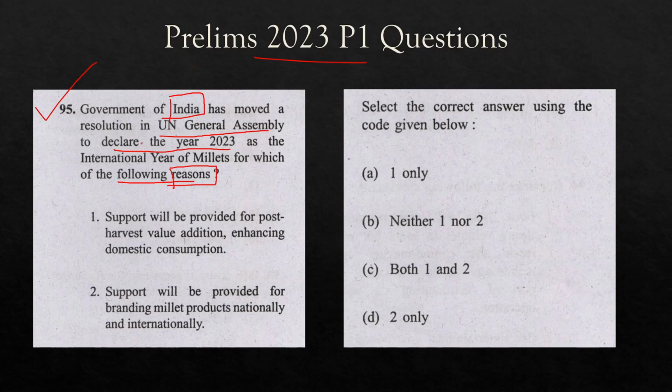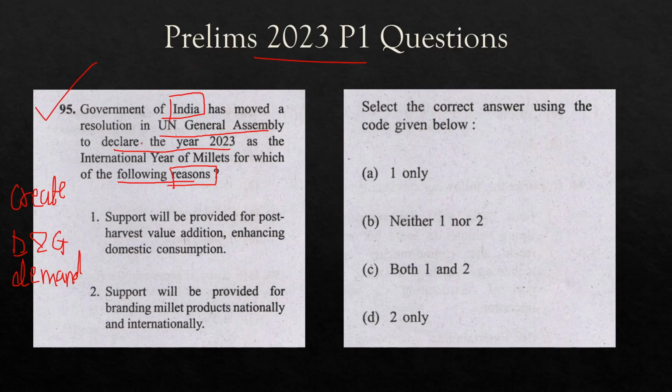If you have read it in the news, you would know that the main reason was to create domestic and global demand, and to provide nutritional food to the people. This was one of the main reasons, right? The main reason is creating demand.